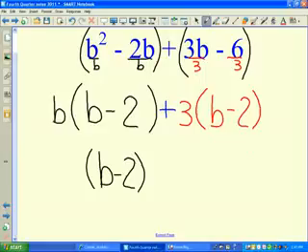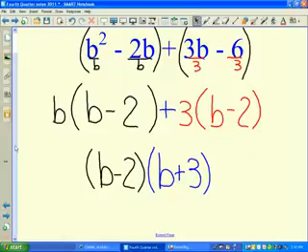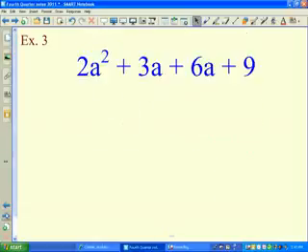So I'm just going to write my greatest common factor down. And then everything else that's left over is going in the parenthesis. And then this is my answer. All right? Next one.